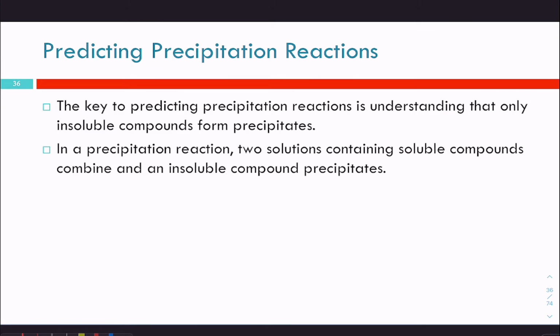So the key to predicting if you get a precipitation reaction, right? Because now we've talked about how you can recombine molecules together to form new compounds. The next step is predicting from two reactants if you get a product, if you get a reaction, and in this case, if you get a precipitation reaction. In a precipitation reaction, two solutions containing soluble compounds combine, and an insoluble compound precipitates. So it's only when you get a product that's insoluble that you have a precipitation reaction.